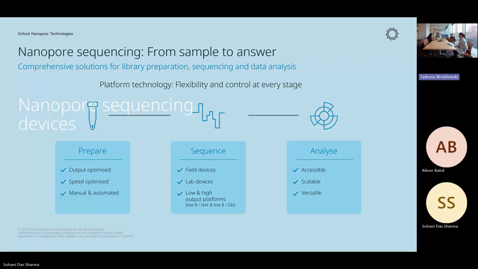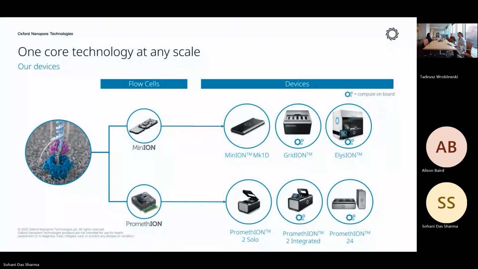Okay, so a little bit about the different devices we have. For example, in your lab, you have the P2 Solo. This is the platform you have, and the flow cell for the P2 Solo is PromethION, which we saw yesterday. So PromethION can be used in the P2 Solo, P2I, and P24. These are the three platforms we have.